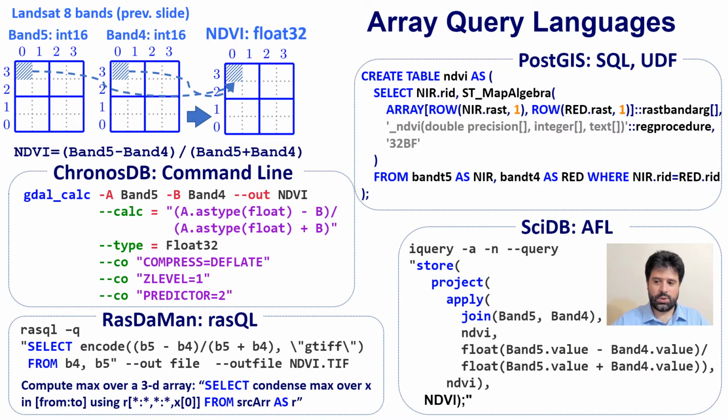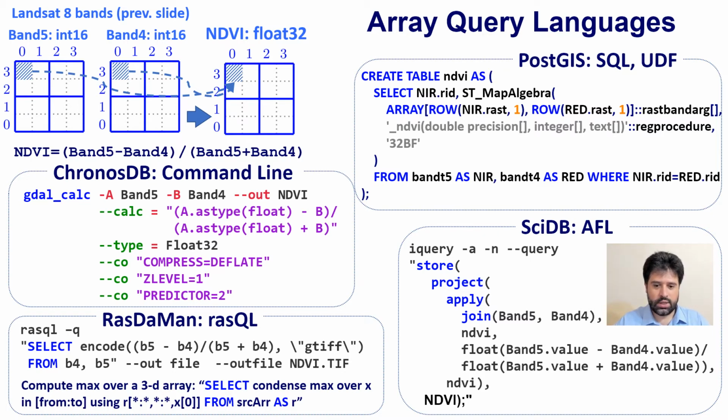Let us take the real-world dataset from the previous slide. We would like to compute a popular vegetation index called NDVI. It takes two two-dimensional arrays as input and produces a single two-dimensional array as output. Array query languages greatly differ between array DBMSs. There is no well-established standard yet. ChronosDB users work with the system as if with already familiar command line tools. ChronosDB commands have the same names, syntax, and options as well-known command line tools, for example GDAL-calc. Hence, users can start working with ChronosDB immediately and avoid learning a new language.